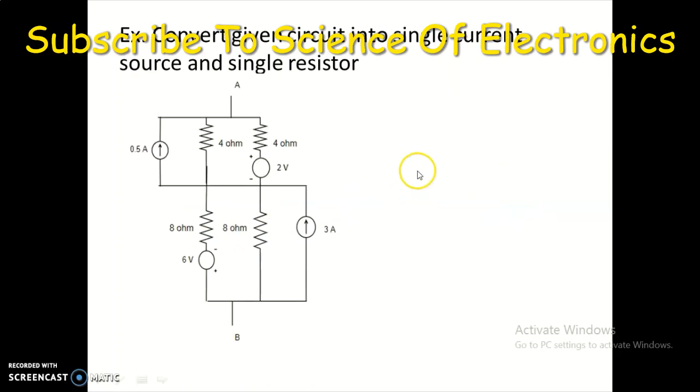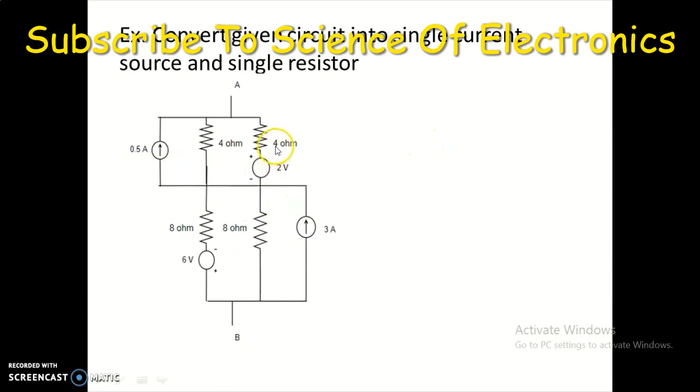Let us take one more example, the final example. In this example, convert the given circuit into a single current source and single resistor. Now here also a number of branches are in parallel. When a number of branches are in parallel, it is practical to convert the given voltage sources into current sources, so that we can take addition or subtraction.